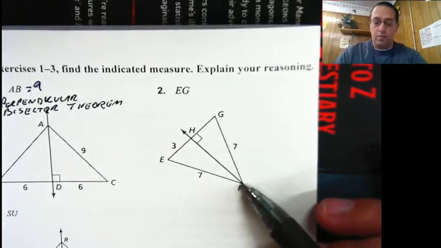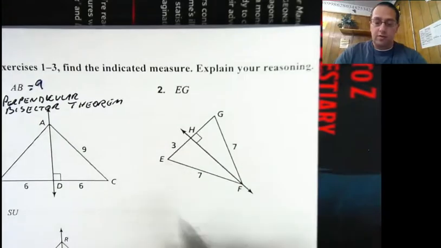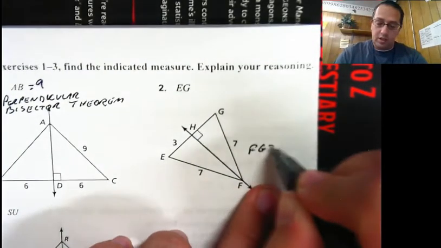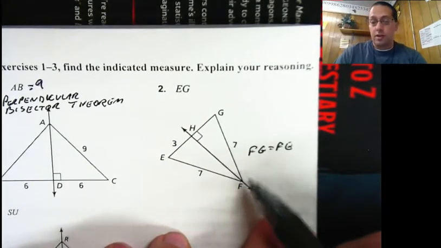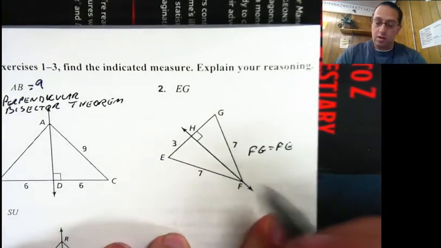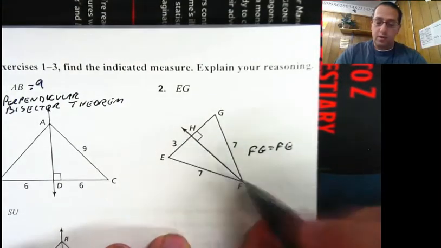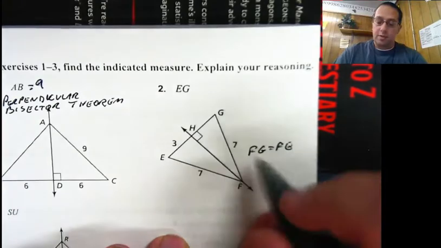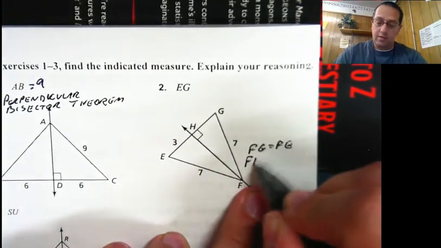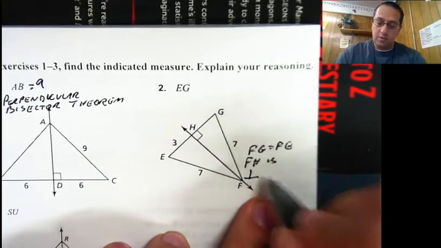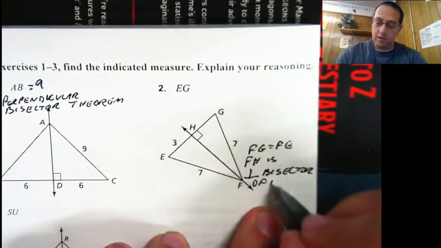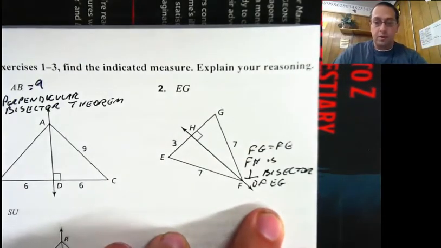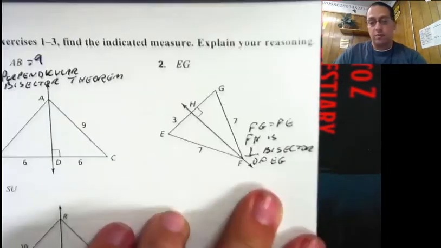However, we do know that point F, FG is 7 units, FE is 7 units, and so, let me put this down. That means FG is the same length as FE, so that means point F is on the perpendicular bisector of segment EG. All right. So F is on this perpendicular line. There's only one perpendicular line through a point from a line. So FH must be the perpendicular bisector of EG. How do I know that FH is the perpendicular bisector of EG? This is the converse of the perpendicular bisector theorem.